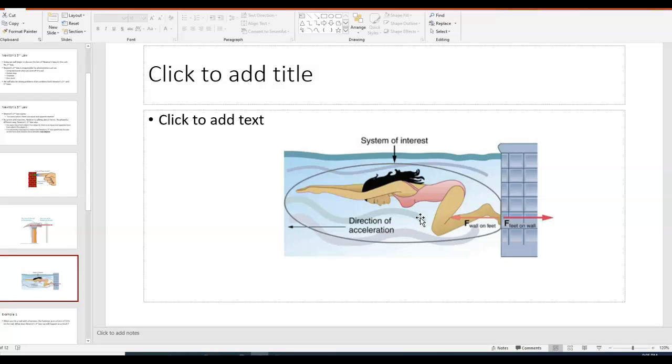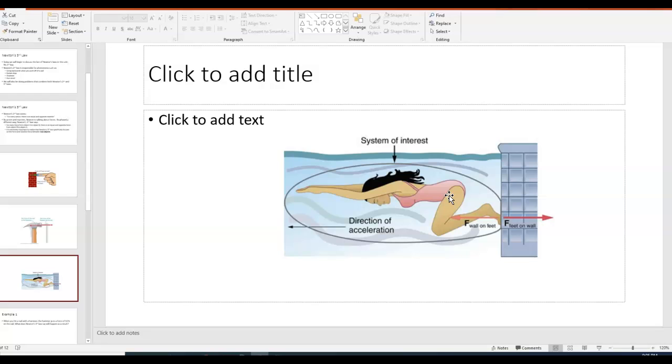Here's one more example. If you ever go swimming and you push off from the wall so that you go faster, your feet put a force on the wall. The wall puts the same force back on you, pushing you forward. That's why this girl, even though she is kicking and pushing her feet to the right, is not going to move to the right, she's actually going to move to the left.